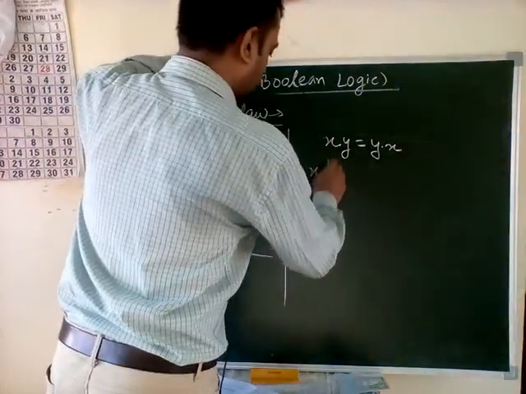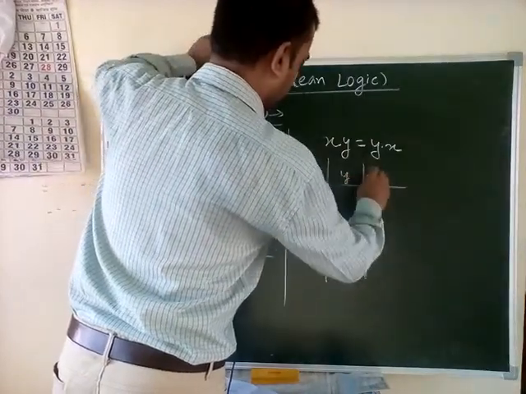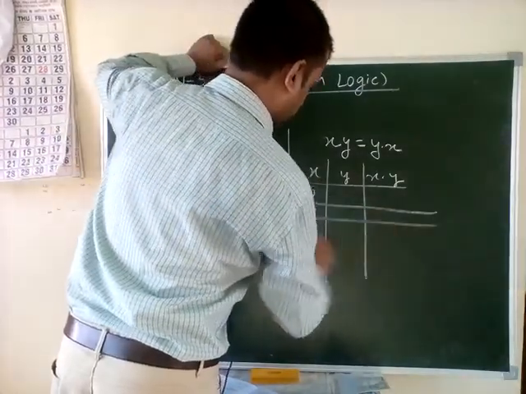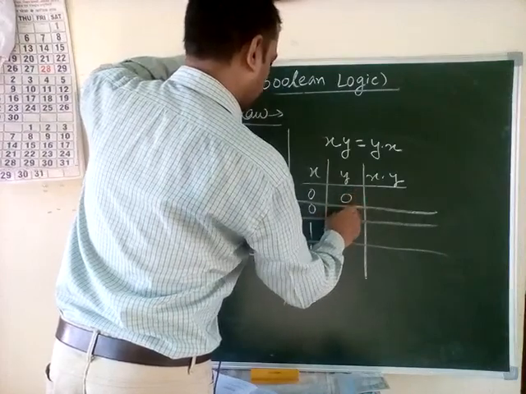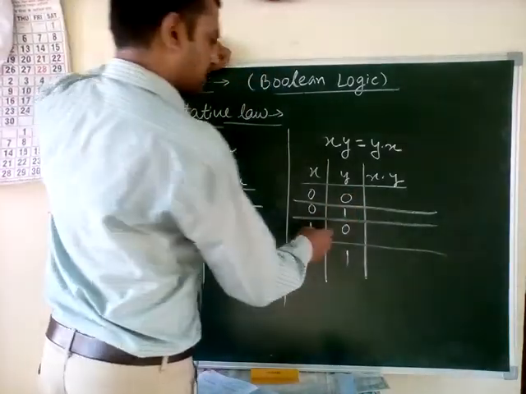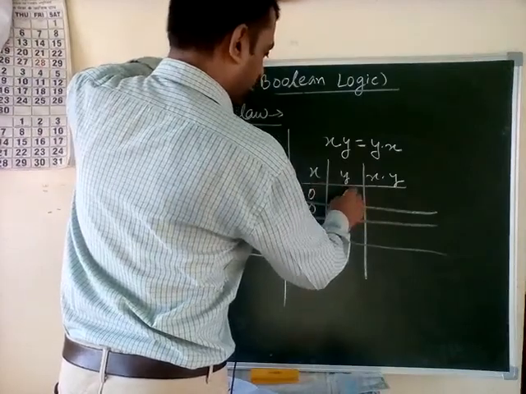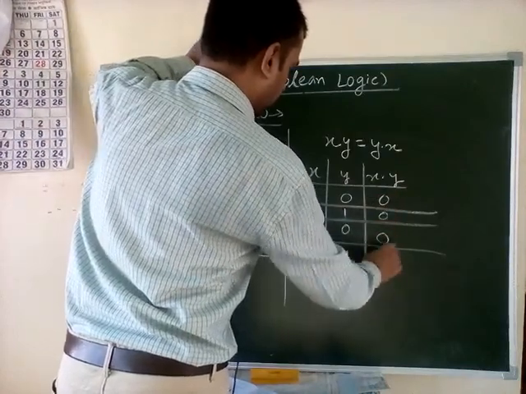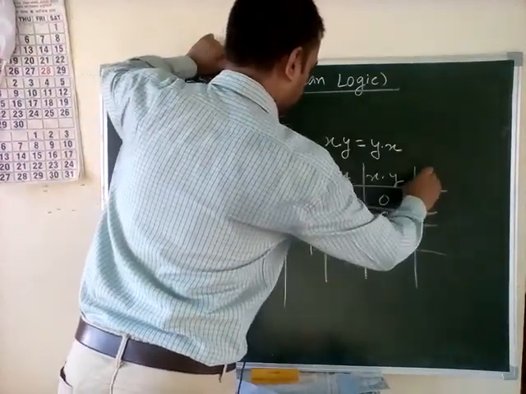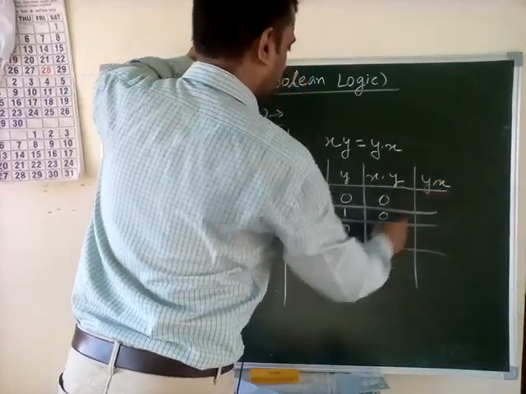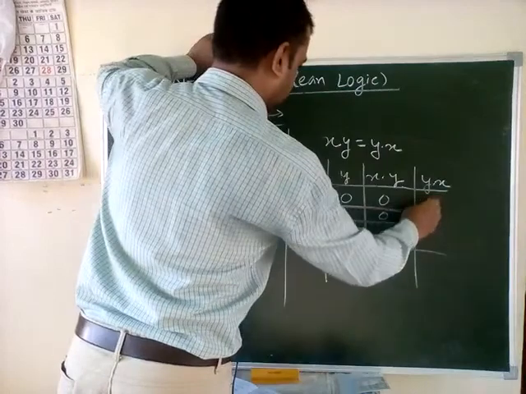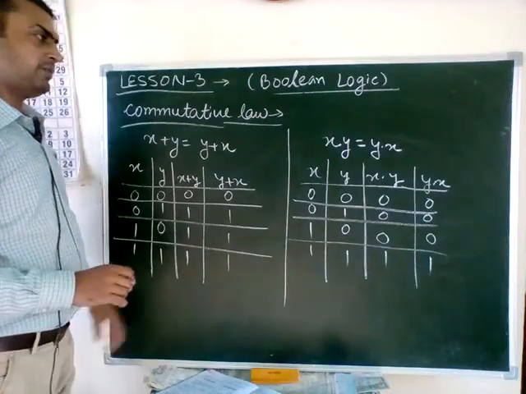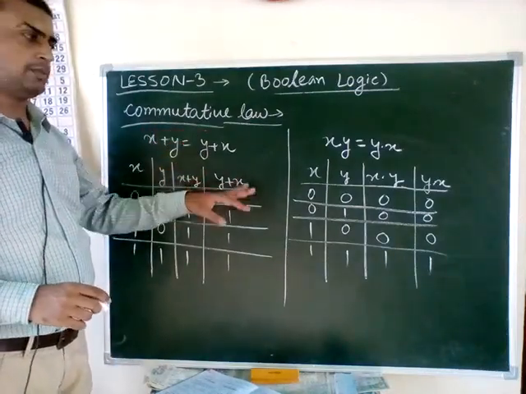Now in this also, x and y, x dot y, so 0 0 1 1, and 0 1 0 1, these are the conditions. In this also, if any 0 is there, then you will give 0 for the multiplication symbol. So it is 0 0 0 and 1. Now in the same way, y dot x, if any 0 is there, then you will give 0. So you can see both are the same. So that's why we say the commutative law has been proved by this method.